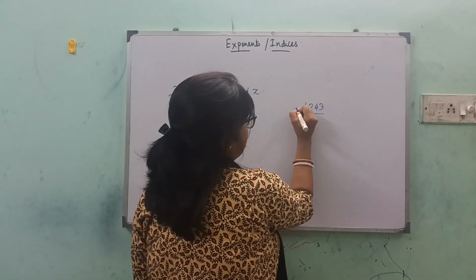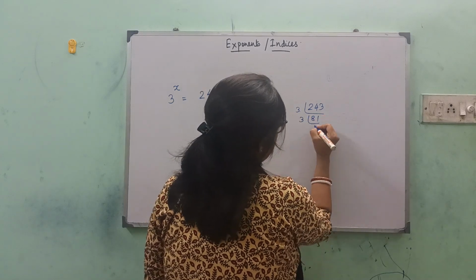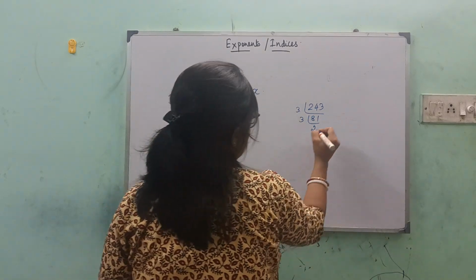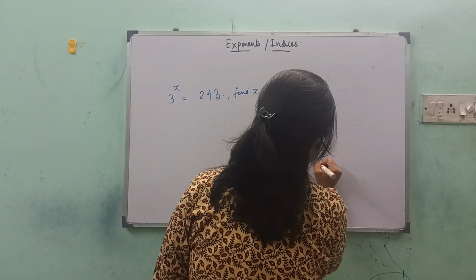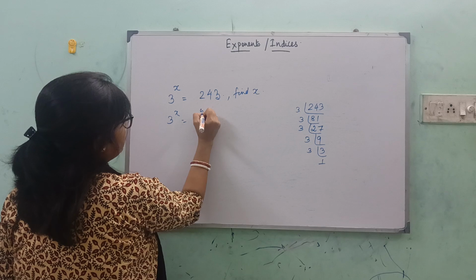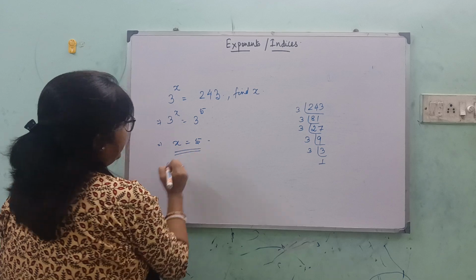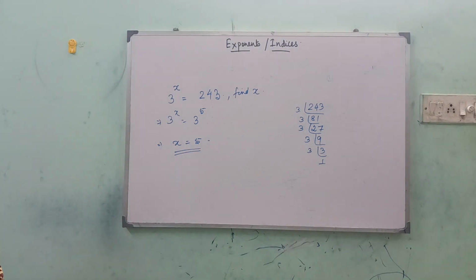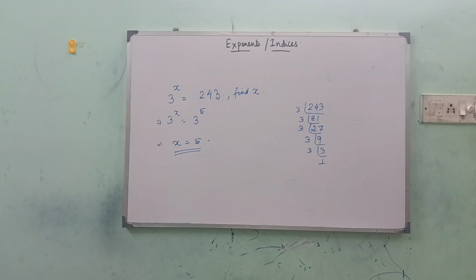You prime factorize this. So with 3 this is 81, with 3 this is 27. So 1, 2, 3, 4, 5. So 3 to the power x is equal to 3 to the power 5. So comparing both sides, you can see x is equal to 5. So when 3 is raised to the power 5, you will get the answer as 243. Alright, another example, let's see.